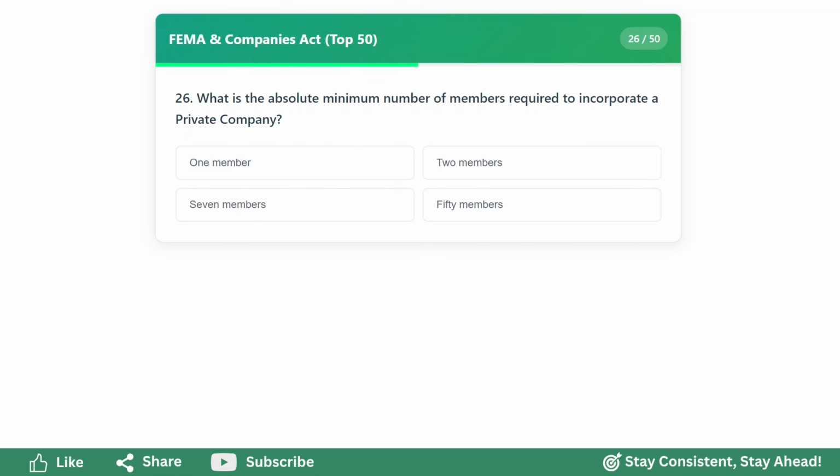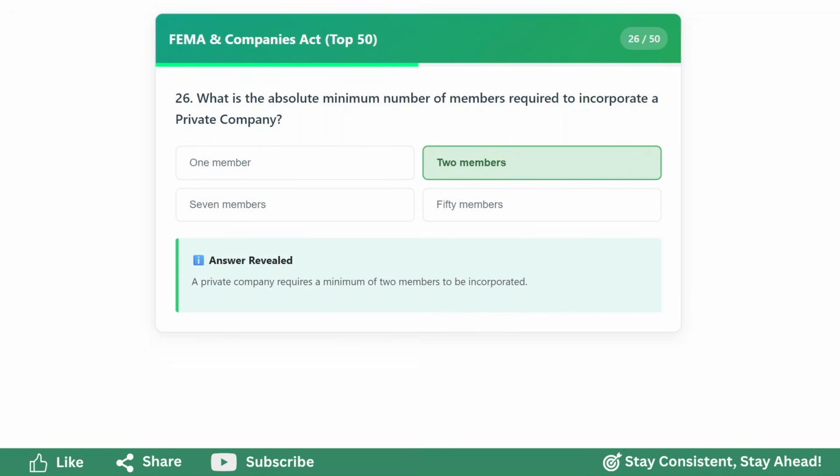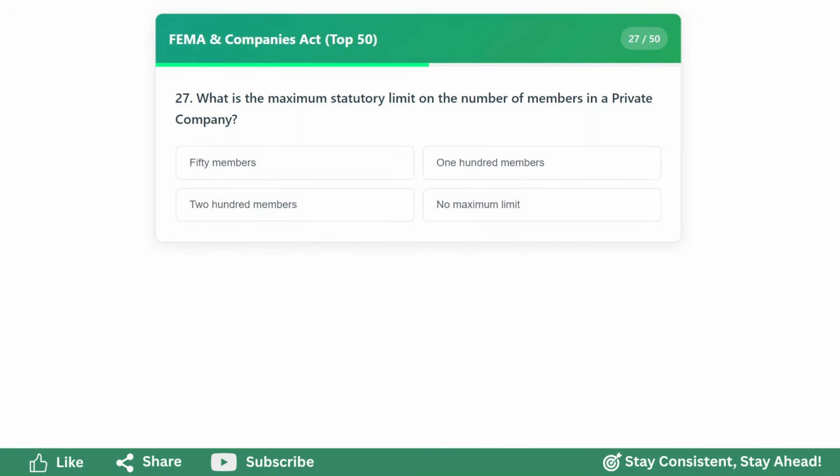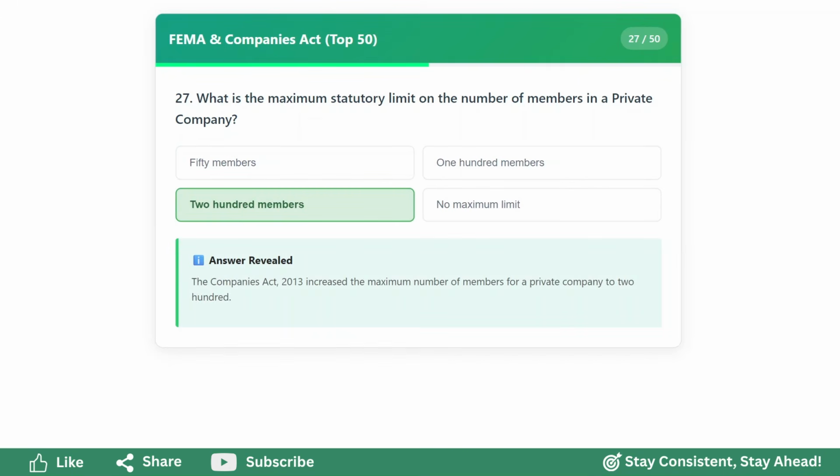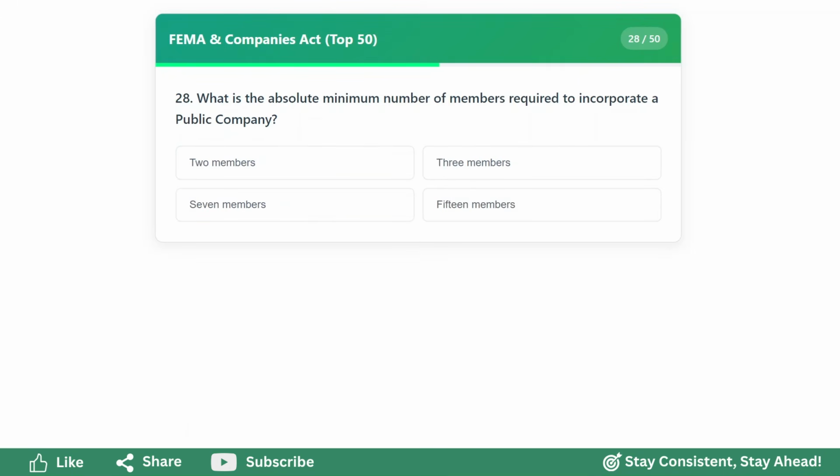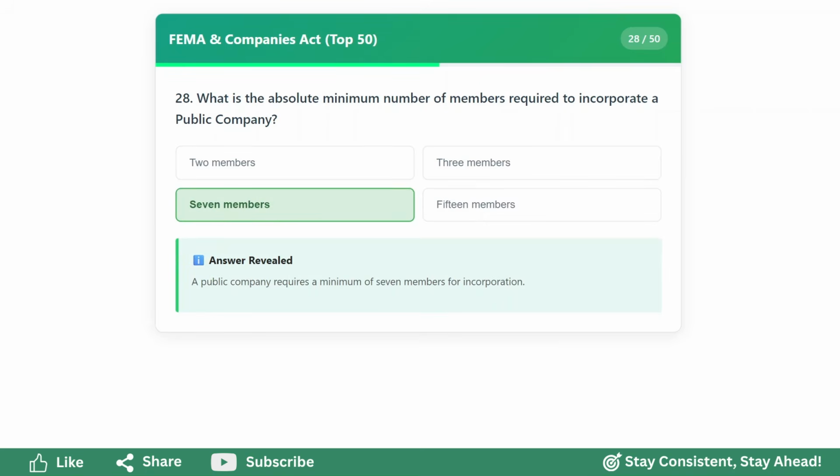What is the absolute minimum number of members required to incorporate a private company? 2 members. What is the maximum statutory limit on the number of members in a private company? 200 members. What is the absolute minimum number of members required to incorporate a public company? 7 members.